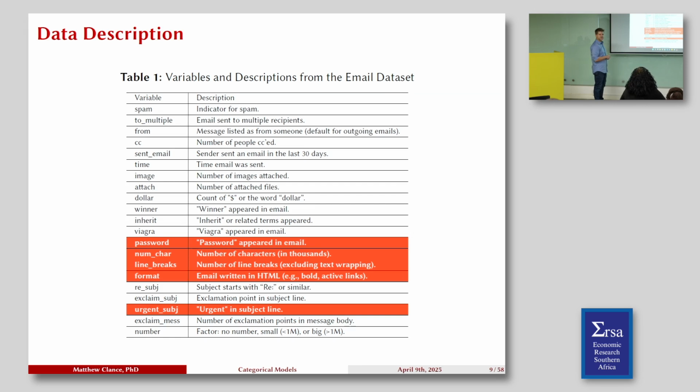I didn't actually check this, but it might be interesting to know if it's sent in the middle of the night. Certain images, attachments, a bunch of $ signs saying you're going to get rich. Winner, you know, we always have that one, the lottery winner. Claim your prize. And your inheritance, you always have that one. My uncles are always dying.